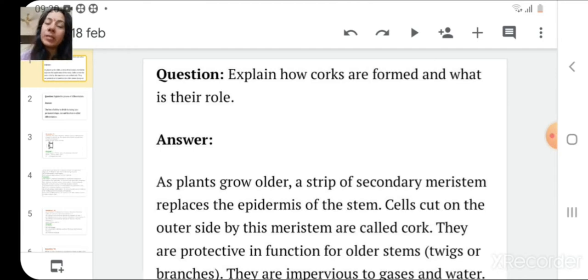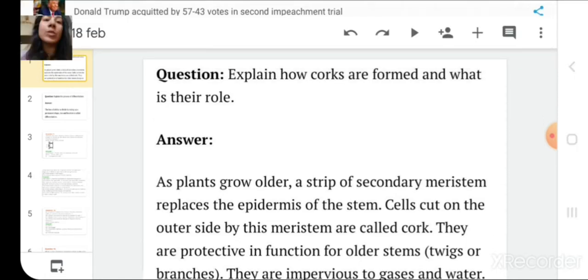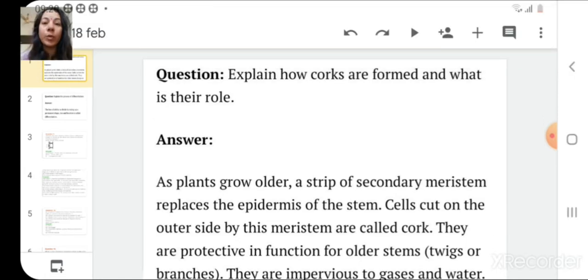In our previous session we had a revision of chapter number 13, Why Do We Fall Ill, in which we took a few questions as a practice question. Similarly, in today's session we are going to take some important questions from chapter number 6, that is tissues. So in this session also we are going to discuss some of the questions.